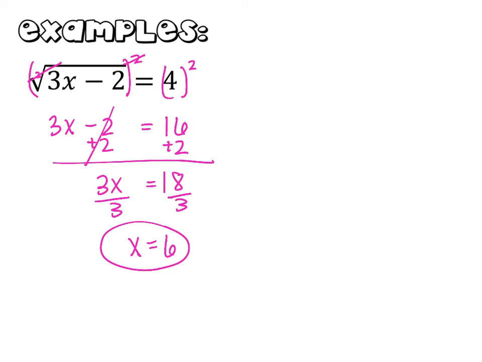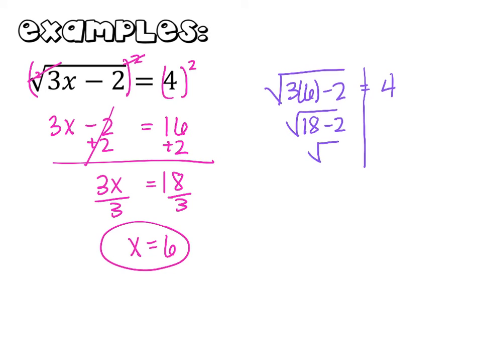But I still want to check my work. So the square root of 3 times 6 minus 2 is supposed to equal 4. I better make sure it does equal 4. That's the square root of 18 minus 2, which is the square root of 16. The square root of 16 is 4. So 4 equals 4. The two sides are the same. I'm confident that that is the correct answer.